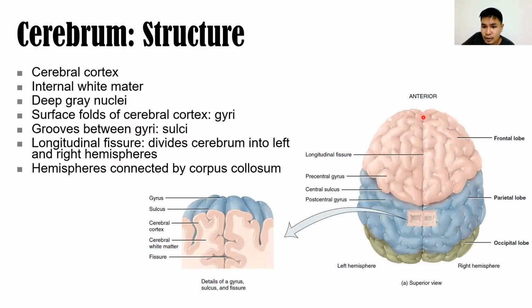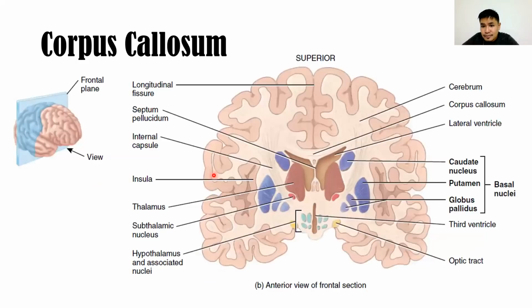Okay, so this is your longitudinal fissure. Longitudinal fissure divides the cerebrum into right and left sides, hemispheres. Hemispheres are connected by the corpus callosum. This is your corpus callosum, in cross section. Right and left. Tama ba? Hemispheres connected by your corpus callosum. Okay.